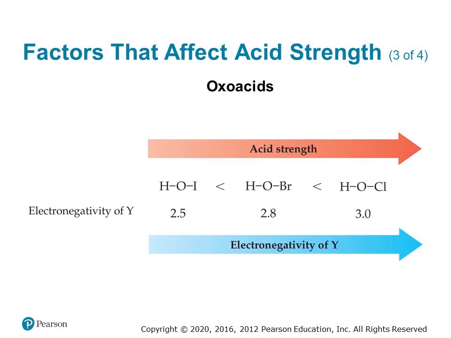We can also predict the relative strength of certain oxoacids, or acids that contain hydrogen, oxygen, and some third element. Typically, the undissociated form of these acids will have the hydrogen bonded to one of the oxygen atoms, which is itself bonded to an atom of the third element. For any set of oxoacids with equal numbers of oxygen atoms per molecule, the electronegativity of the atom bonded to oxygen determines the strength of the acid. The more electronegative this element, the stronger the acid. So for instance, HOCl is a stronger acid than HOBr, which is stronger still than HOI, as you would predict from the fact that chlorine is more electronegative than bromine, which is more electronegative still than iodine.